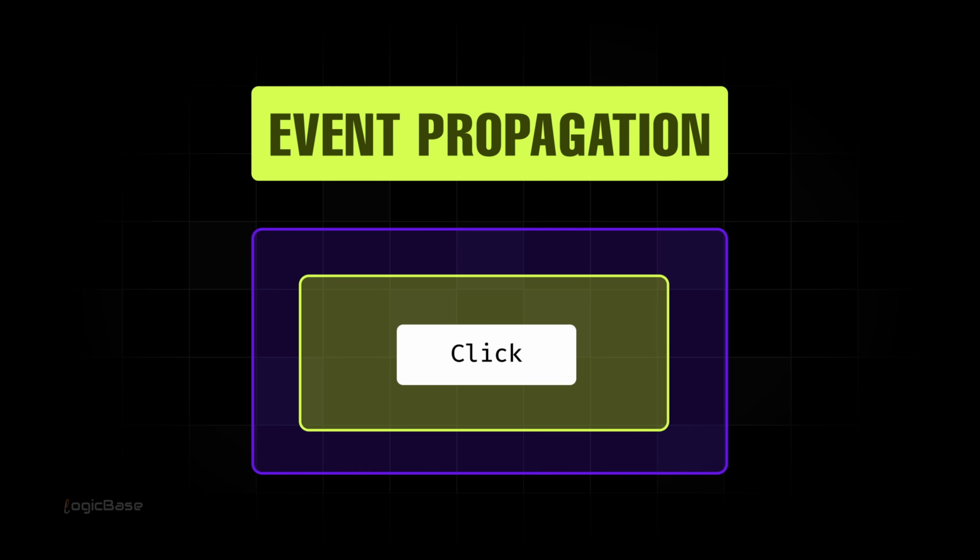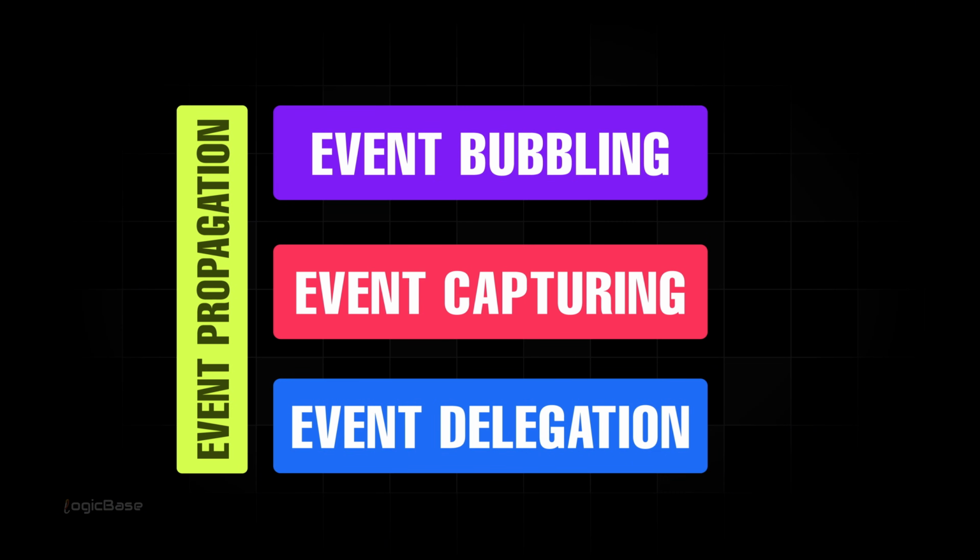That's the main definition. Event propagation has three parts: event bubbling, event capturing, and event delegation. I have already made a video about event delegation, and you will find the link in the video description. Today, we will dive into bubbling and capturing.